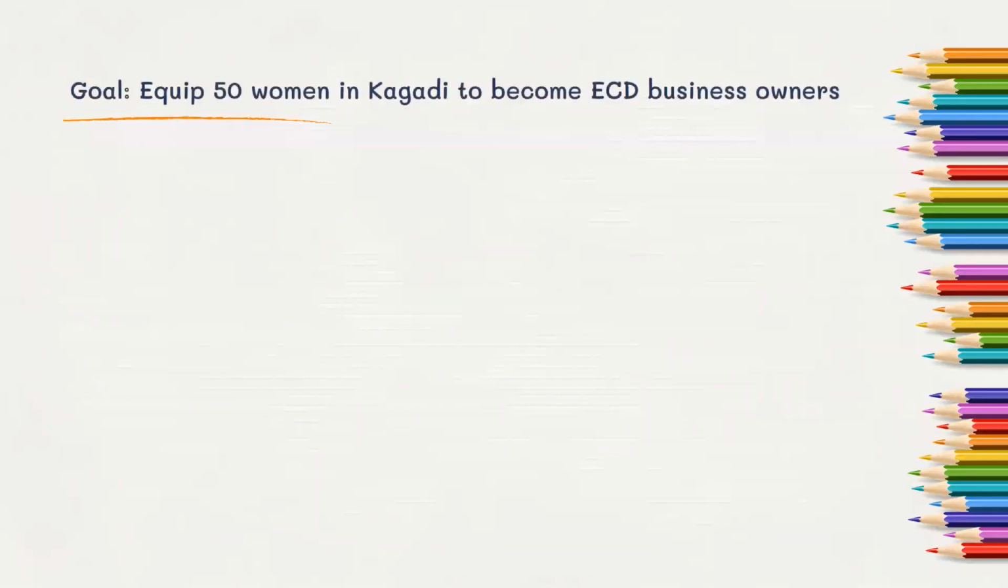Suppose I want to equip 50 women in Kagadi, which is in Uganda, to become ECD business owners. Now, Kagadi is a rural district in Uganda. And if this is my goal, I first need to ask myself, before I even start to map anything, on a very high level, think about what is it you want to see change in the society from this intervention.